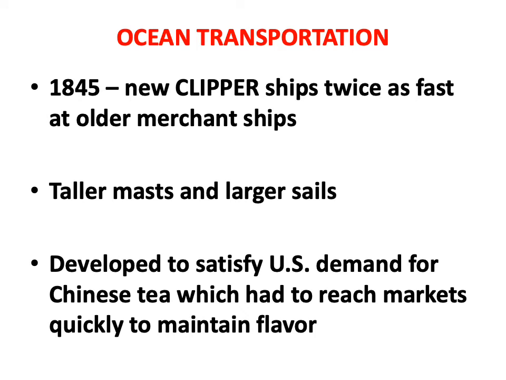Now, for international transportation, there was a need for faster sailboats, and that need was largely because Americans were consuming much tea, and the tea was imported from China, which obviously is a long way away, and they wanted to have faster boats to bring the tea faster so it wouldn't lose as much flavor. So in the 1840s, in New England, they developed a new type of sailboat called the clipper ship, which sailed twice as fast as the older merchant ships, and it essentially had taller masts and larger sails.